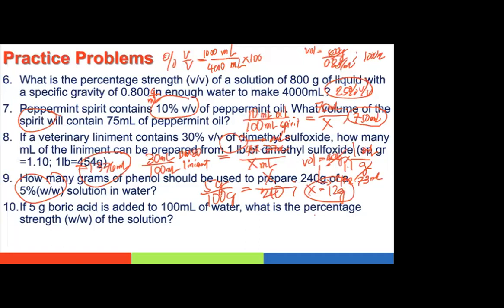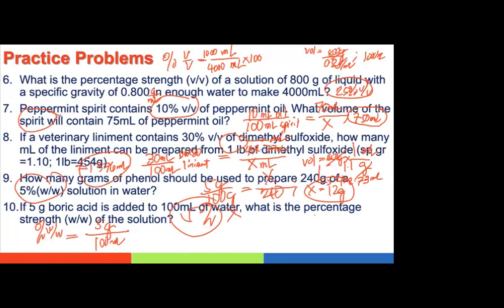Dito sa number 10, can you tell me your answer? Many students, no, mali dito. Ang sagot nila 5%. Did you get 5%? Mali ang 5%. Why? What is the question? If 5 grams of boric acid is added to 100 ml, what is the percent in weight by weight? So to get that percentage in weight by weight, ano ang numerator ko? 5 grams of boric acid. Saan natin i-divide? Total volume, right? 100 ml.